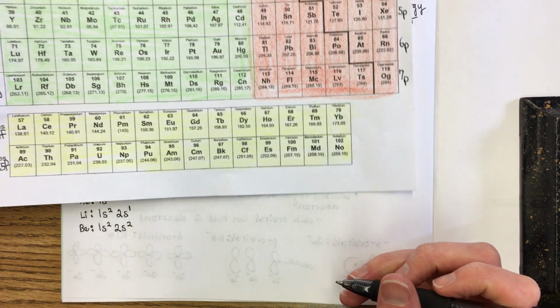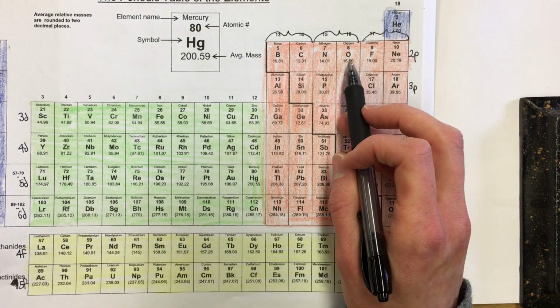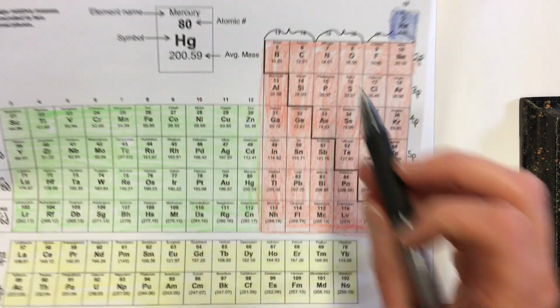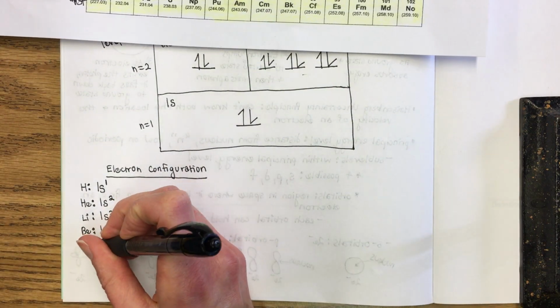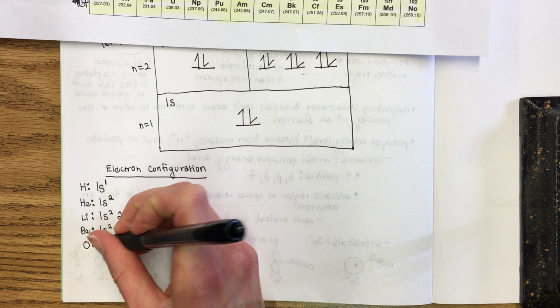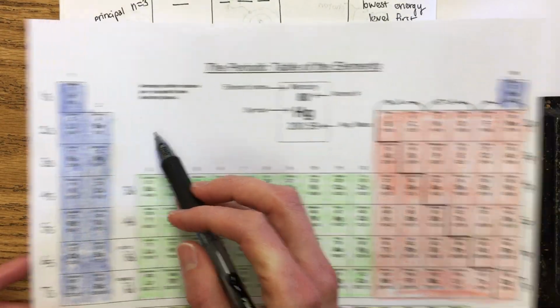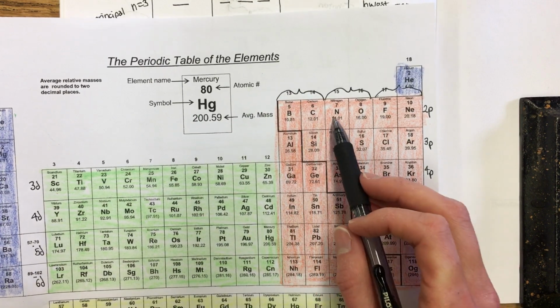All right, let's go a little bit further. Let's do oxygen. So oxygen is right here. It's in the 2p section. So oxygen is going to have the same as beryllium. So 1s2, 2s2. Okay, so here's beryllium, and then it's going to have 1, 2, 3, 4 electrons in the 2p.